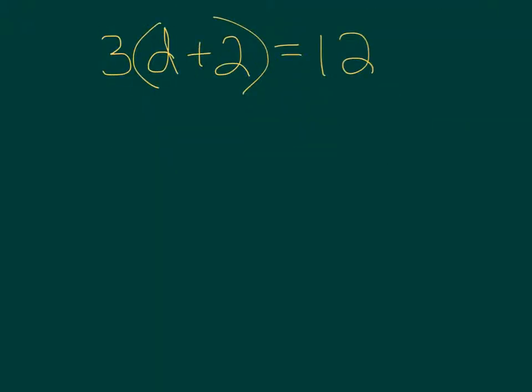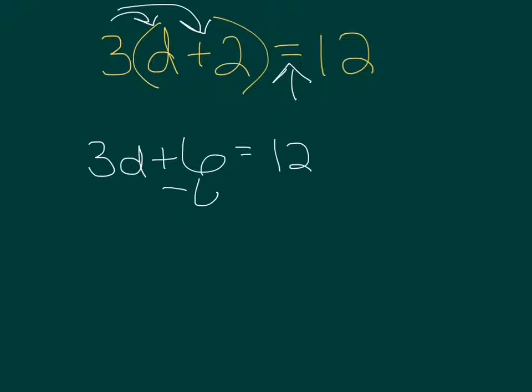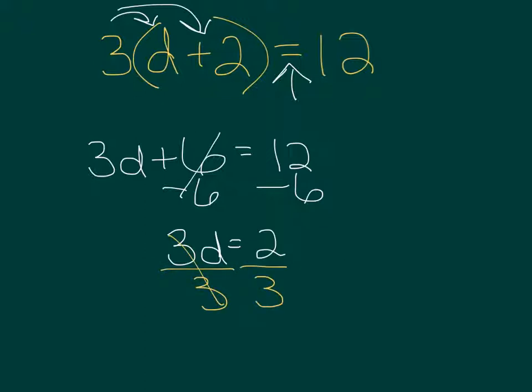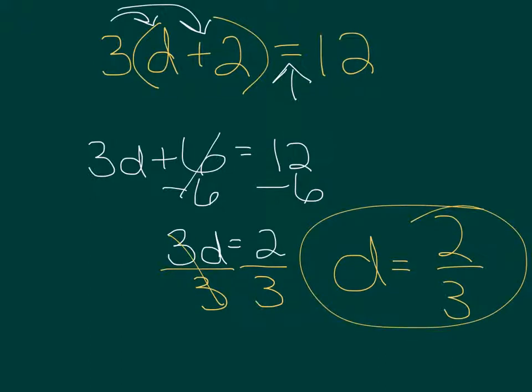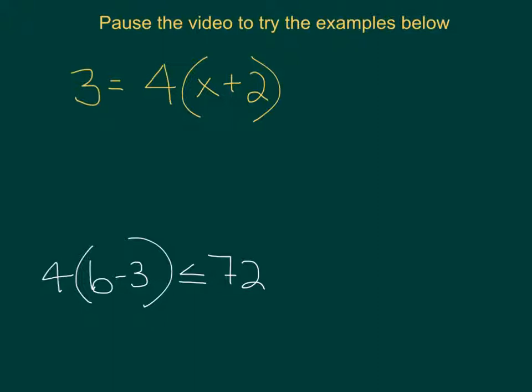So now we'll look at an example of a multi-step equation. And it's called an equation because that means that it results in an equal sign. So same thing, we distribute the 3. So we have 3d plus 6 equals 12. We subtract 6 from both sides. So we get 3d equals 2. And then you divide both sides by 3, which means that d equals 2/3. Pause the video to try a few examples.